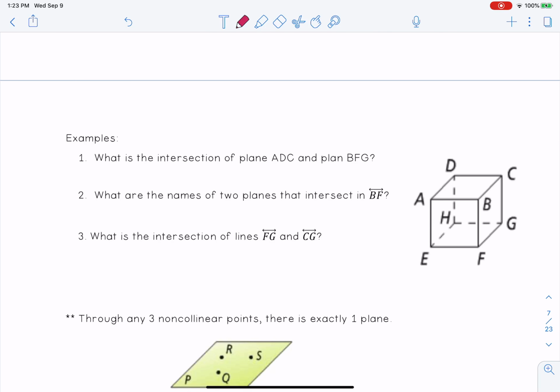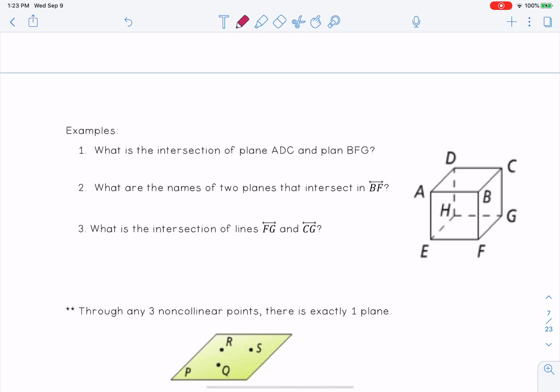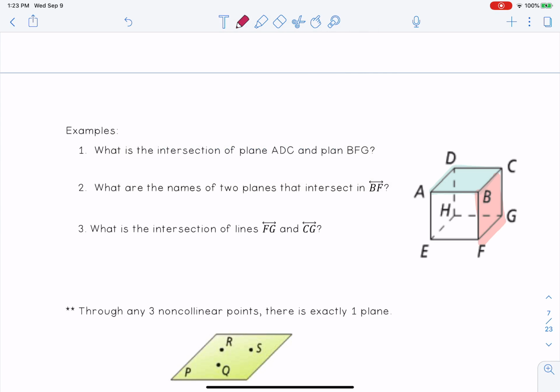So now we have a box and we can answer a few questions about it. The first question is, what is the intersection of planes ADC and FBG? It's really helpful at this point to use a highlighter. So ADC is this, which means it's the top of the box. And plane FBG, where do they intersect? Well, the side of the box and the top of the box, they look like they intersect in this line right here, which is line BC.